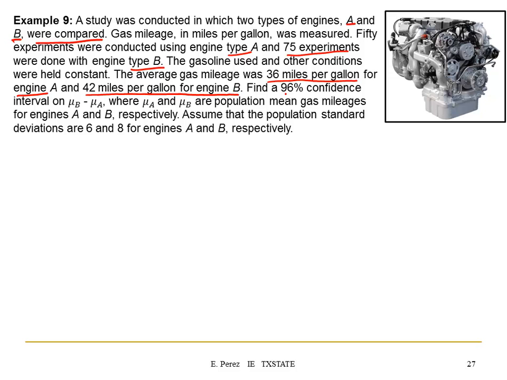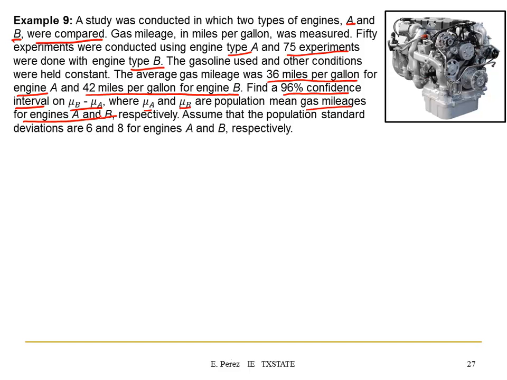Find a 96% confidence interval on the difference between the population means, meaning the experiments performed for engine B minus the experiments performed for engine A, where mu A and mu B are the population means of the gas mileage for engines A and B.